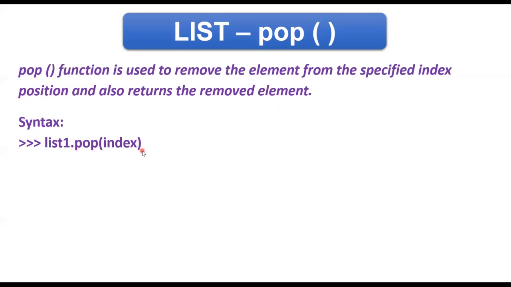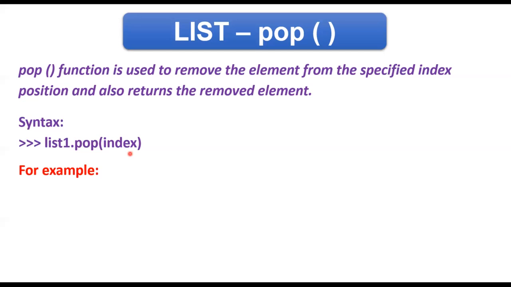list1.pop(index). So list1 is the variable name which is holding a list of elements. Pop is my function, and inside my pop function, we are passing index as an argument. So index indicates the index position from where we actually want to remove the element.